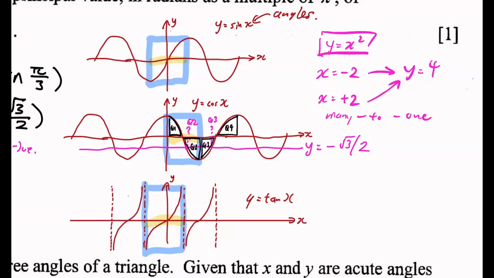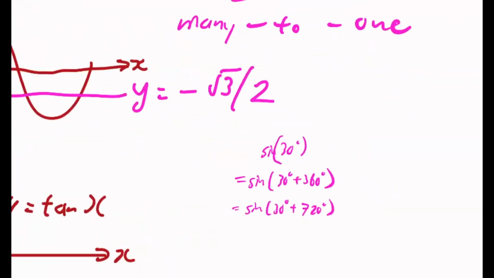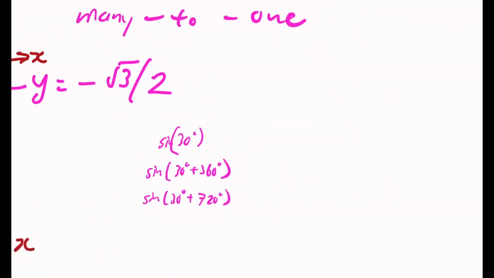Here, what we realize is that for sine, cosine, and tangent, it's extremely many to one. For example, you just add 2 pi radians each time, and you get back the same y coordinate, right? Sine of 30 degrees is equivalent to sine of 30 degrees plus 360 degrees, which is the same as sine of 30 plus 720, and so on and so forth. Or in other words, sine 30 is really just half, correct?